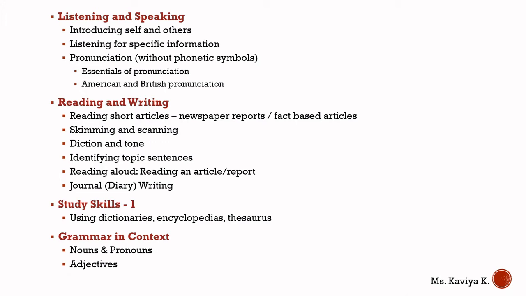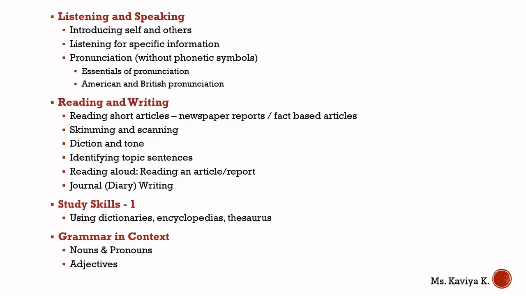Per the new syllabus provided by the Tamil Nadu State Council for Higher Education for students of Arts and Science, this will be your syllabus for Unit 1 of Communicative English. You have 4 sections. The first will deal with listening and speaking skills, in which you will learn to introduce yourself and others, learn to listen for specific information, and learn pronunciation without the use of phonetic symbols.